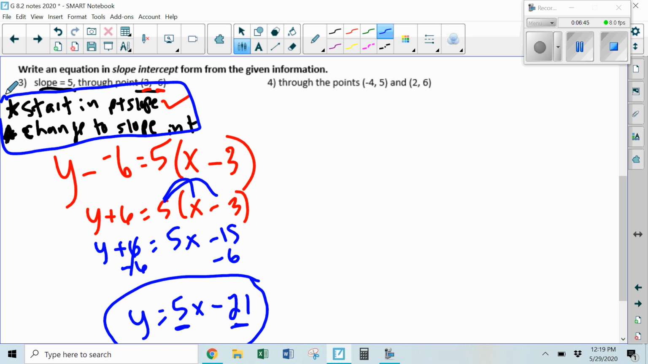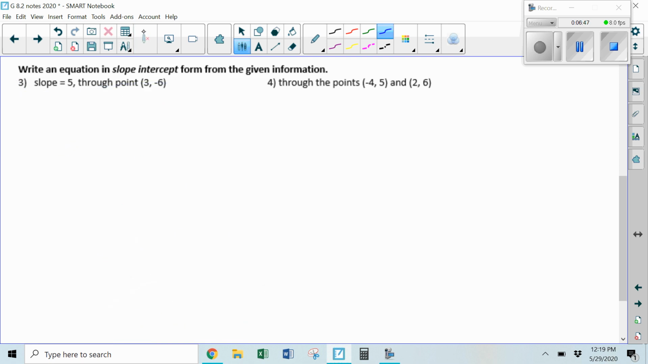Number 4. We have a line going through the points -4, 5, and 2, 6. Now, this is a point and a point. We don't have something called point form. So this one's going to be the hardest one we've done so far. But we do have, we could call this our point.